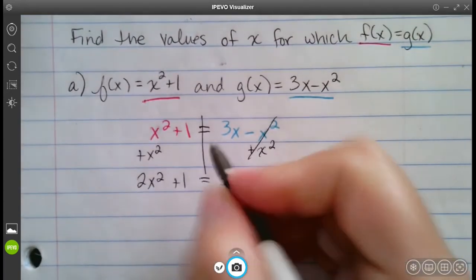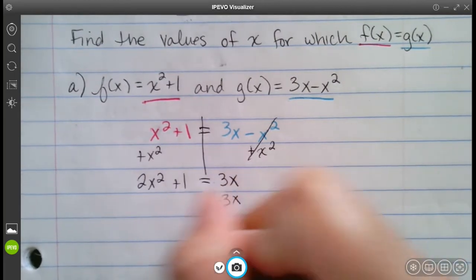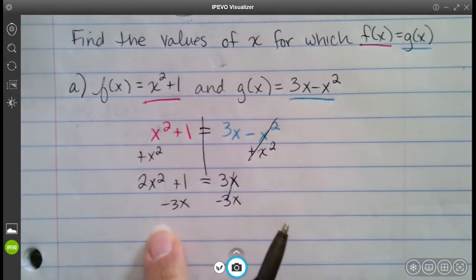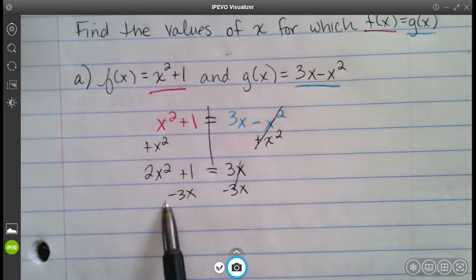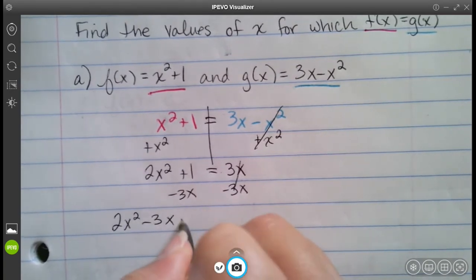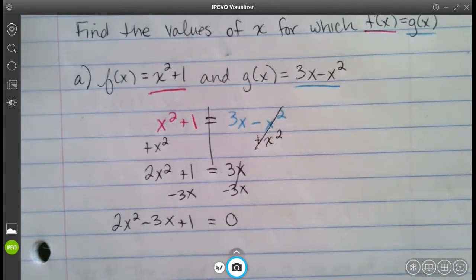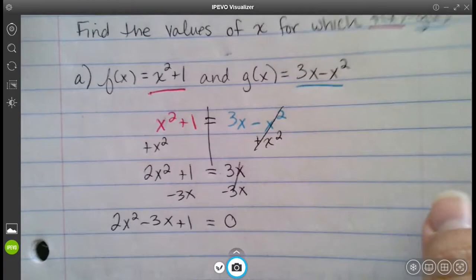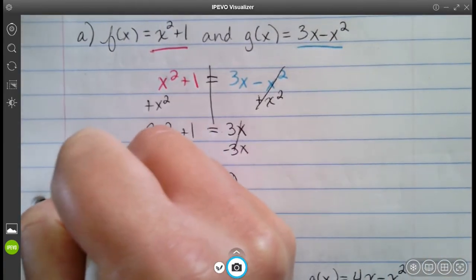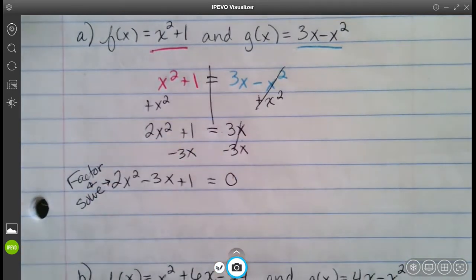Okay. Then I'm going to go ahead and move this 3x over here because I see that this is probably going to be a quadratic. And when we do deal with quadratics, we can usually factor. Okay. So this is going to look like this. 2x squared minus 3x plus 1 is equal to, well, I got rid of all this, so now it's equal to 0. And now that we have a quadratic, we can go ahead and try to factor and solve, just like we did the problem before at this point, okay?